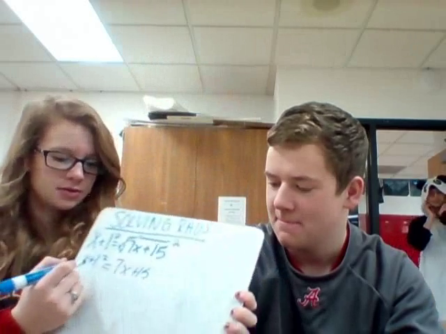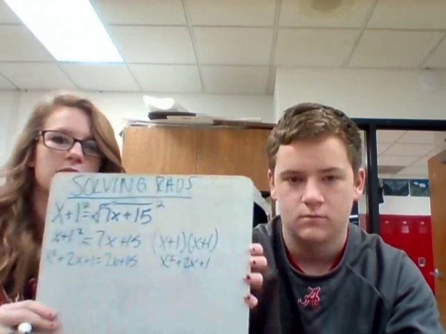And then, to square this, since it's a binomial, you have to FOIL it. So you have x plus 1, it's x plus 1. And to FOIL that, you're going to end up getting x squared plus 2x plus 1. And that's going to be on the left side of your equation. Equals 7x plus 15, okay?